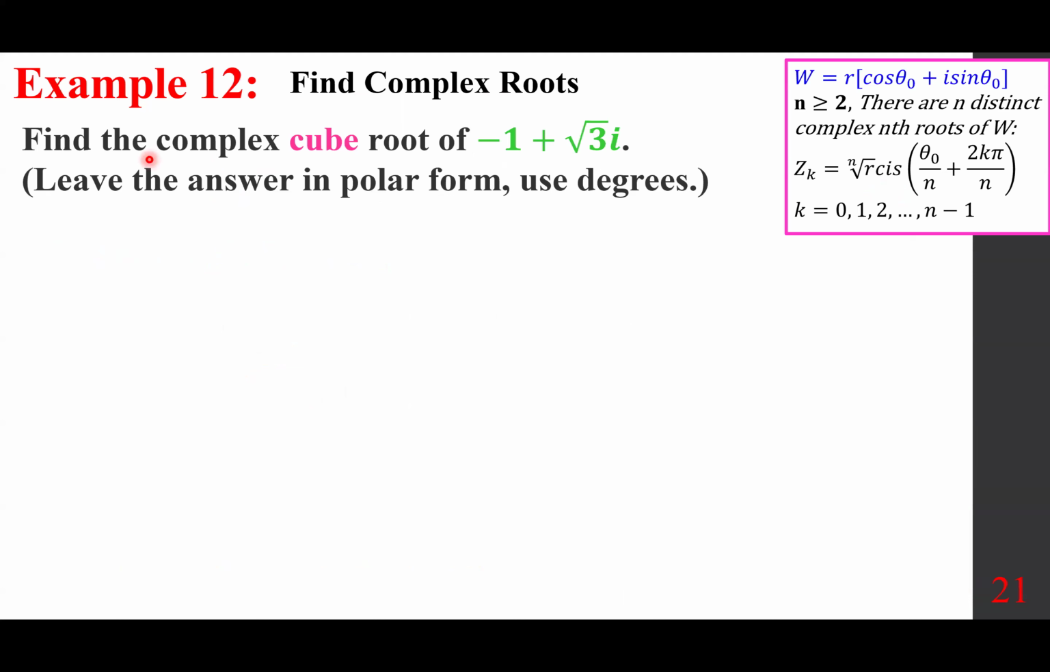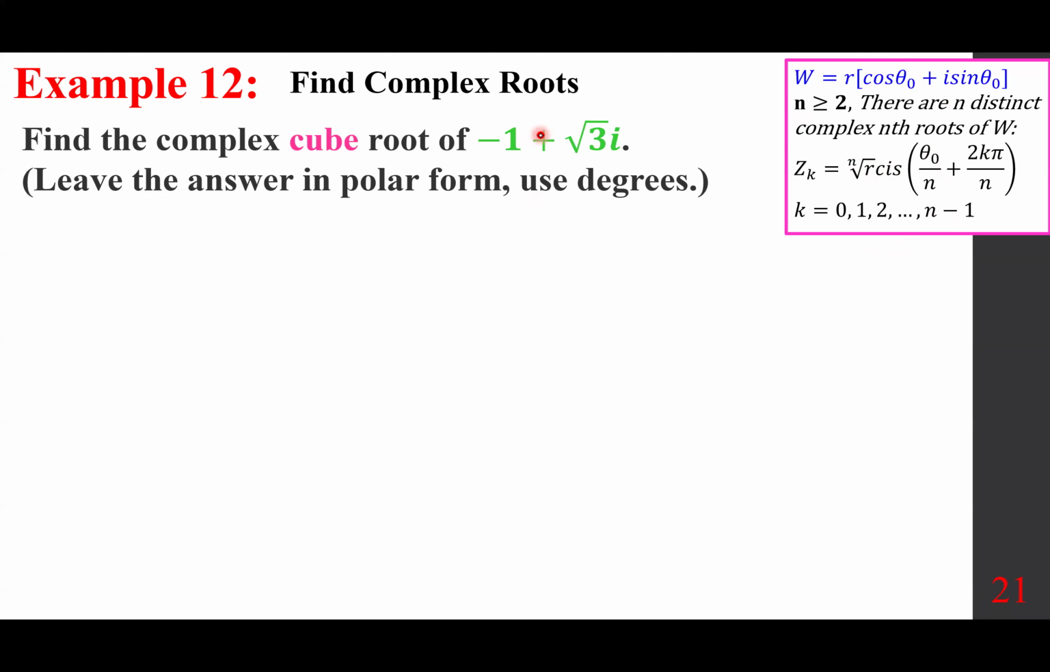Find complex roots. Find the complex cube root of negative 1 plus square root of 3 i. Leave the answer in polar form. Use degrees. Normally, it's easier to use degrees. And here's the synopsis of what we do in order to find the nth root. The nth root would be the nth root of r cis theta over n plus 2 pi k over n. So the very first thing we have to do is replace this with its polar format. In other words, we're going to convert it to its polar form.